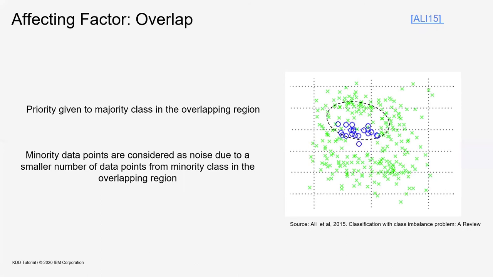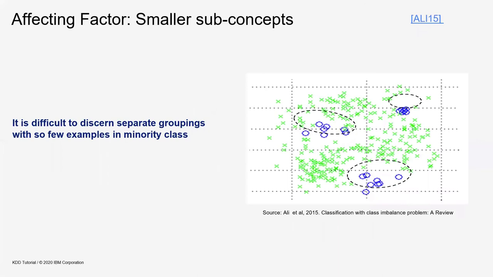The other thing that affects imbalance is if your minority class is fragmented into smaller sub-concepts. So we are in the scenario where the minority class has far fewer points than the majority class. But now assume a scenario where the points within the minority class are still divided into smaller sub-concepts or clusters, if you will. This affects the problem of class imbalance even more.